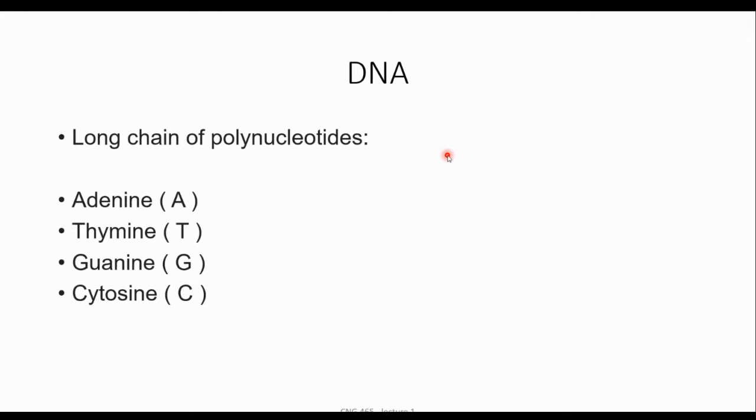All right, so let's define DNA first. DNA is a long chain of polynucleotides, and these nucleotides include these four, as we mentioned here, and we can just initialize them by just one letter: A, T, G, C. That's it. And as you can see in the PowerPoints, for example, we mention DNA, we give a short definition.